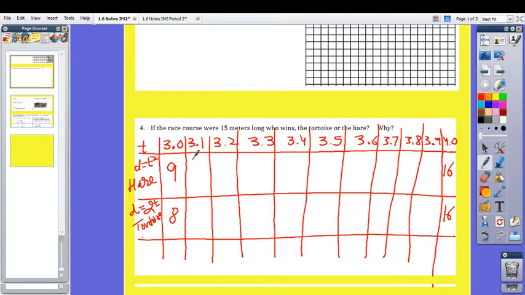So all I will do is plug into my calculator 3.1, because that is my t, and square it. If I do that, I'll be getting 9.61. If I do 3.2 and square it, then I will be getting 10.24. Okay, and I will continue.